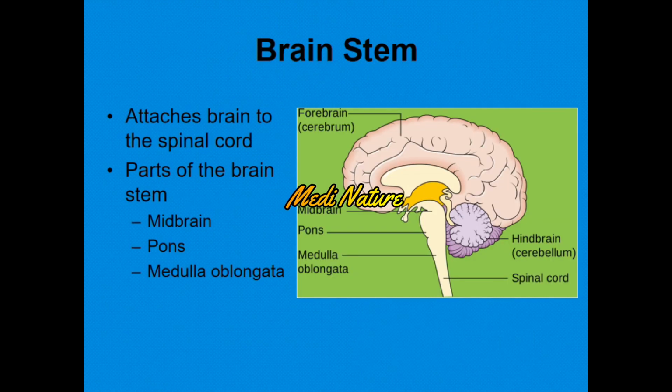What is brainstem? It is the organ which attaches brain to the spinal cord. It consists of three parts: the midbrain, pons, and medulla oblongata. So you can see all these parts of the brainstem in this image.